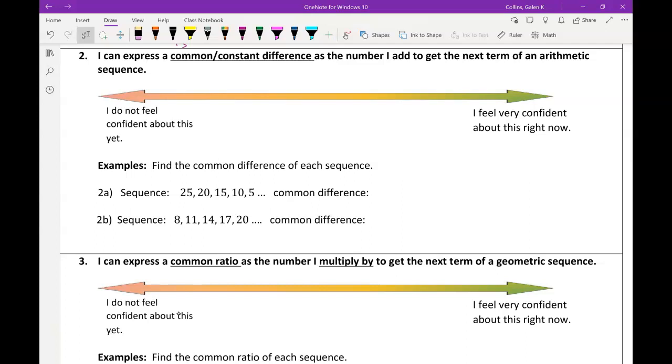All right, in item 2, I can express a common or constant difference. In this context, we use those words interchangeably. So a common or constant difference is the number that I add to get the next term of an arithmetic sequence.